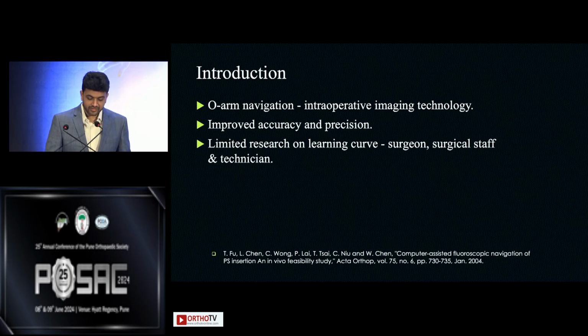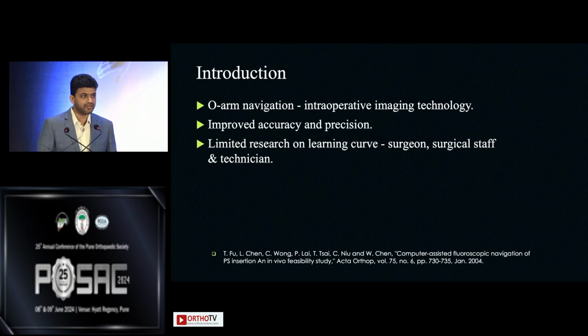So O-arm navigation is an intraoperative imaging technology which is used to improve the accuracy and the precision over the regular fluoroscopy and the C-arm. There has been limited research on the learning curve for the surgeon, clinical surgical staff as well as the technician for the O-arm and its usage.